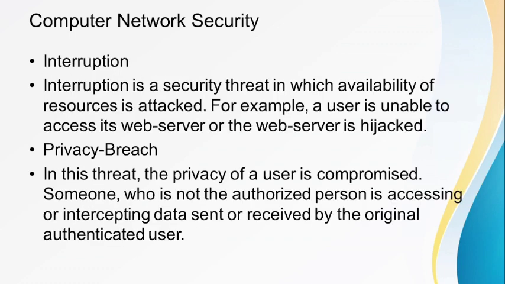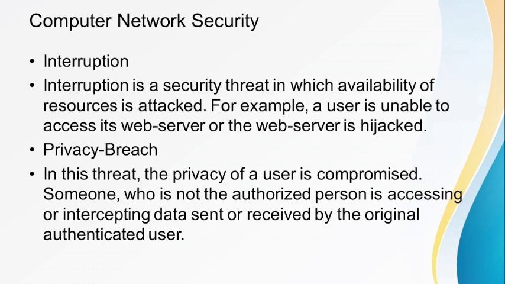Let's look at the first one, interruption. This means a security threat in which availability of resources is attacked. For example, you wanted to access a web server. You requested a resource on a web server, but you cannot access it. That is known as interruption.